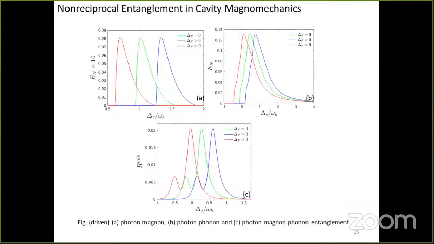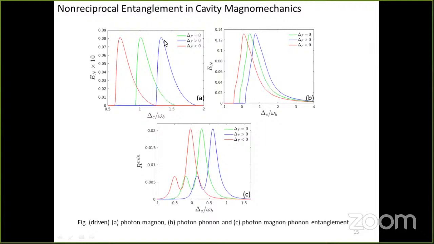So first, I'd like to show what happens here. So this is the entanglement. Let me say that A, B, C respectively show the entanglement between photon and magnon, photon and phonon, and considering simultaneously these three modes, photon, magnon, and phonon. So these green curves are for the stationary case. Stationary case means the cavity is not rotating here, so we cannot differentiate the entanglement for clockwise or counterclockwise. Both the cases give you the same result.